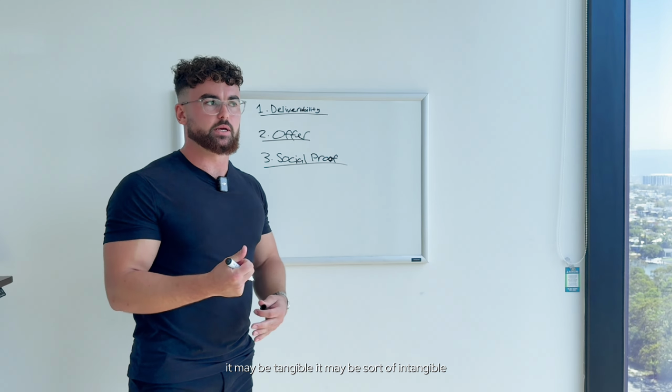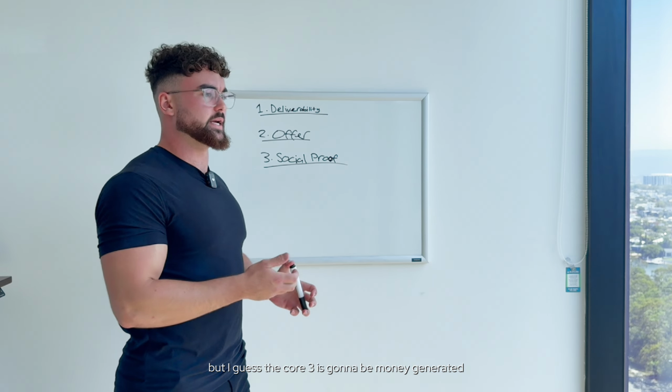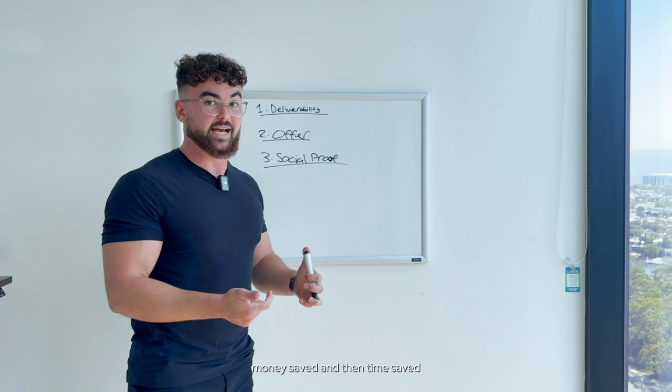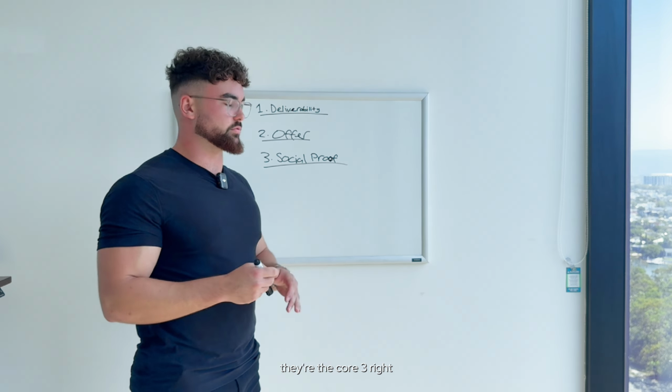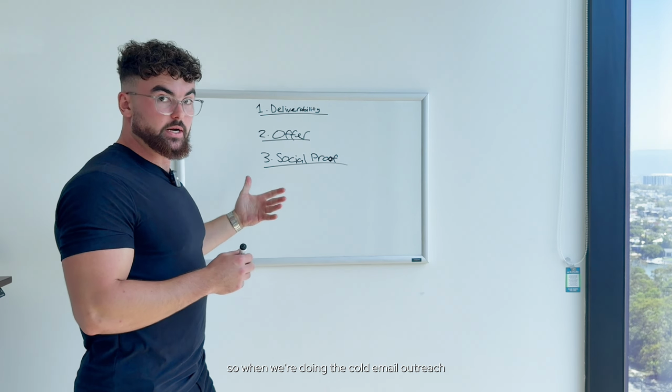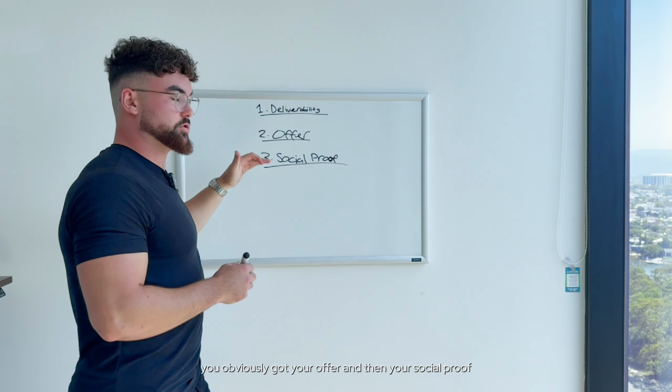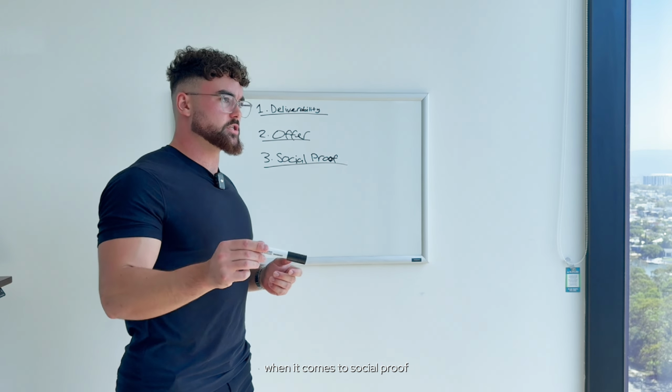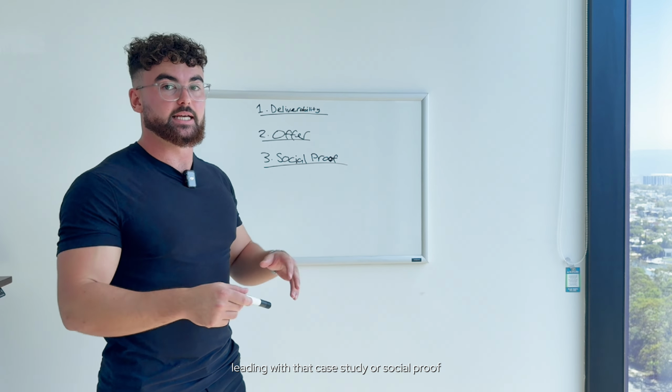It may be tangible, it may be sort of intangible, but I guess the core 3 is going to be money generated, money saved, and then time saved. They're the core 3, right? So social proof, we want to be focusing on those outcomes. So when we're doing the cold email outreach, you obviously got your offer and then your social proof. So these are really the 2 core pillars. When it comes to social proof, leading with that case study or social proof.